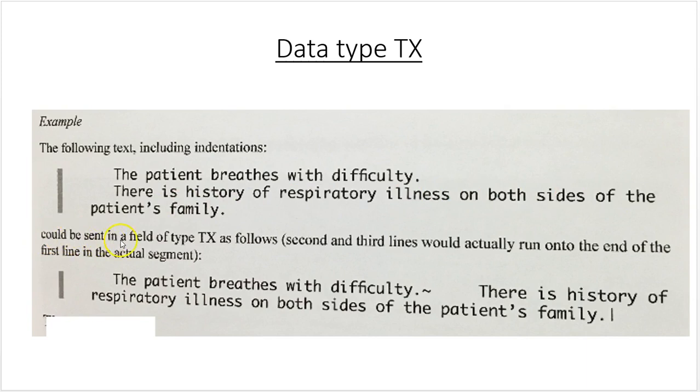And it could be sent in a field of type TX as follows. The second and third lines actually run on to the end of the first segment, right? So you have the first sentence, the period, then you have the tilde. Here's the indent. So it's indented here. That's how that indent is accomplished. And then you have the second part, and it would all be inside of one field. And that's how you could use TX to do some clever spacing and make it pretty.